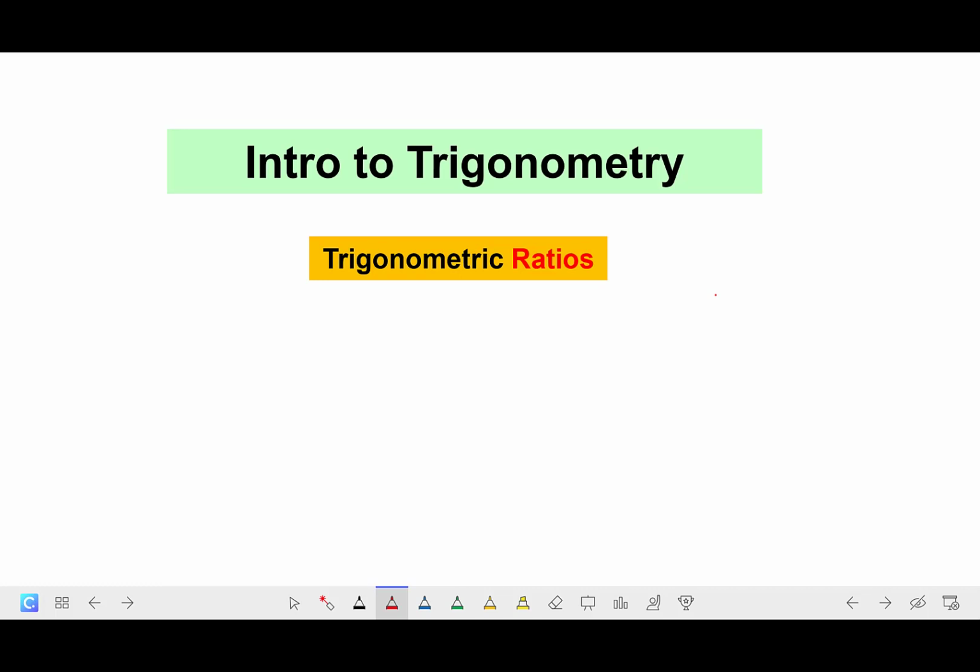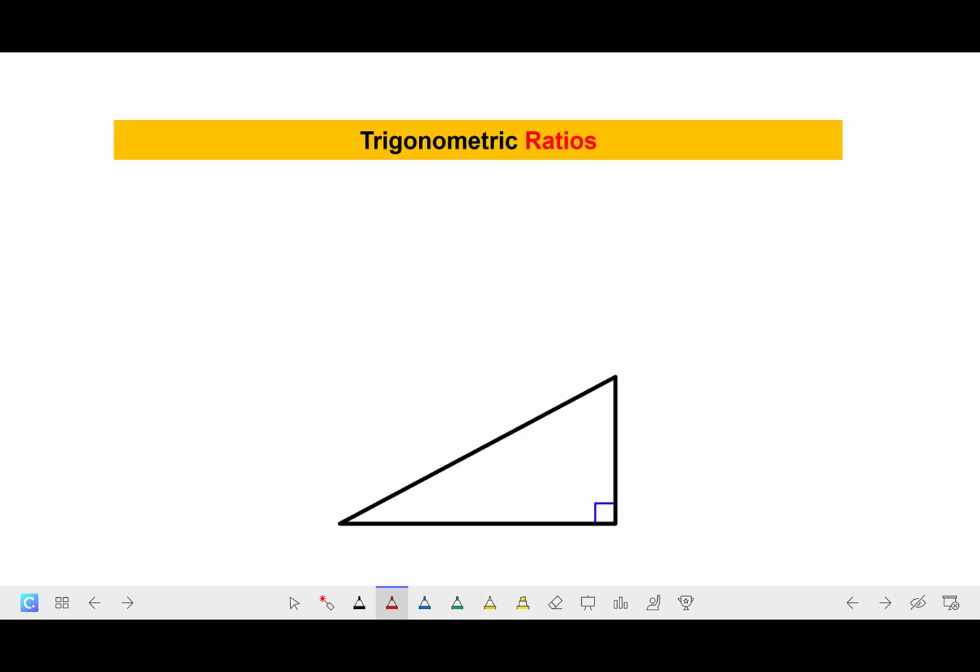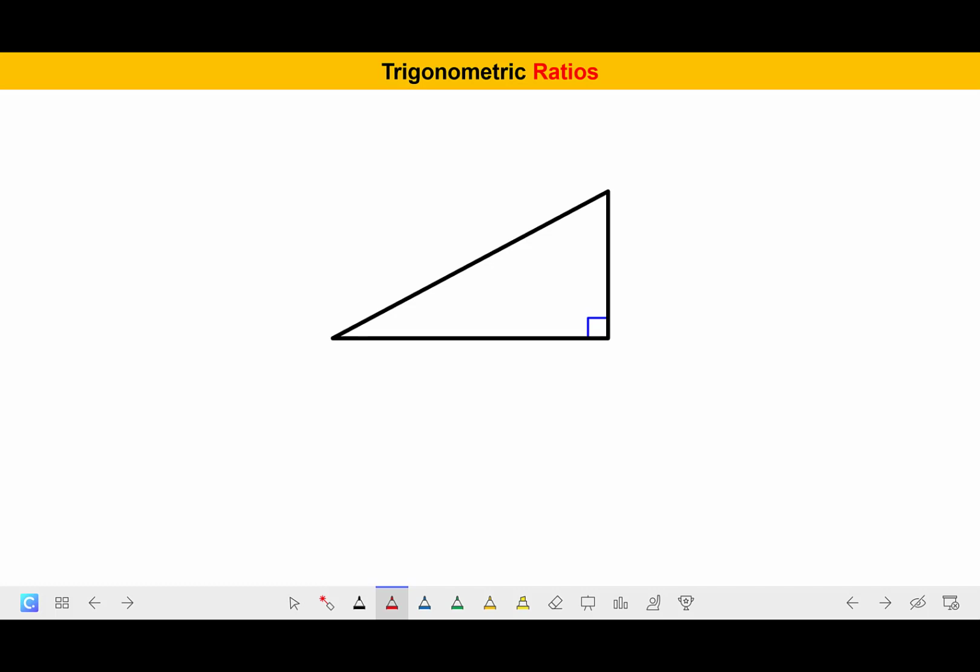Okay, so let's go. This will be our first introduction to trigonometry, and we're going to start off with what are called trigonometric ratios. When we talk about trigonometry, it really is based on a right triangle. We've had a lot of experience with right triangles, and typically when you think right triangles, we think of the Pythagorean theorem: a squared plus b squared equals c squared.